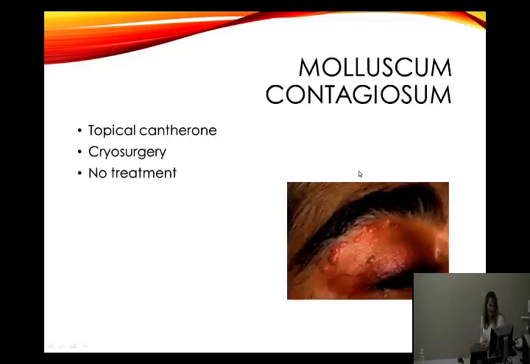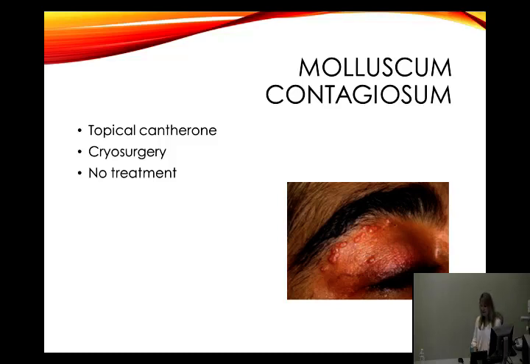So molluscum, you do not have to treat molluscum. They will go away on their own. They can last sometimes a year and a half to even 2 years before they go away. So people sometimes are confused about that.